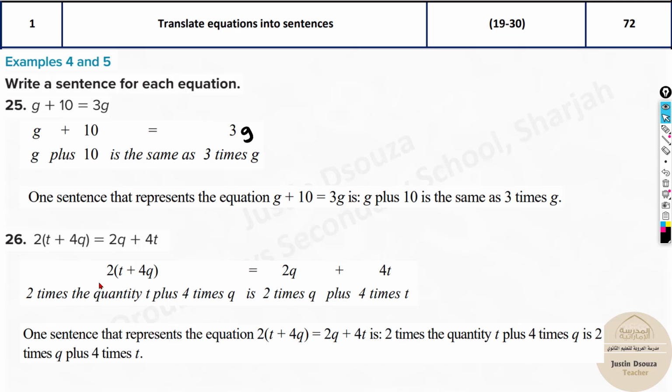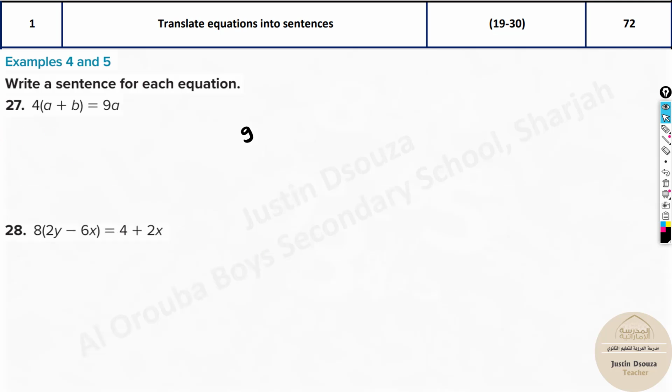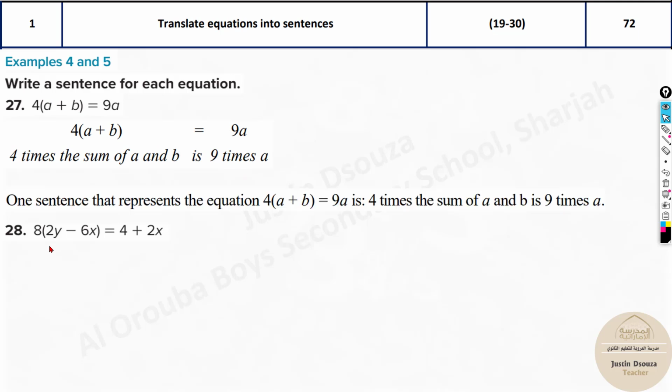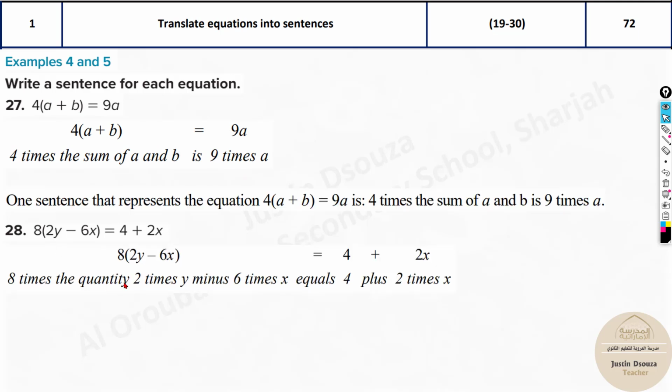Here, look over here, the quantity is mentioned. Quantity generally is mentioned only for brackets, not otherwise. Okay, 2 times the quantity of t plus 4q is equal to 2 times q plus 4 times t. And what else do we have over here? It's 4 times the quantity, I guess. No, they have just said sum. It's fine. Even you can say quantity of a plus b, or sum of a plus b is 9 times a. Here as well. Now here the quantity is used.